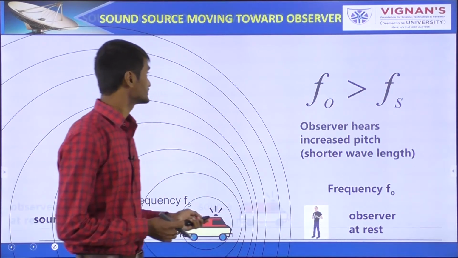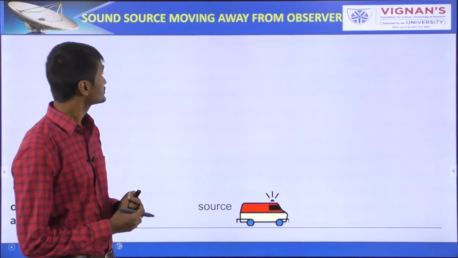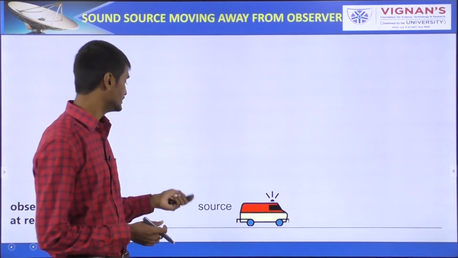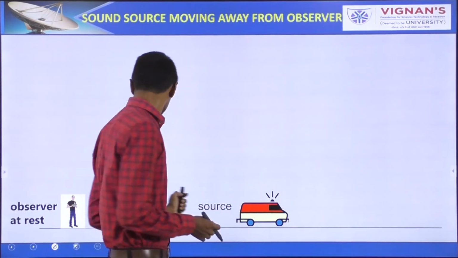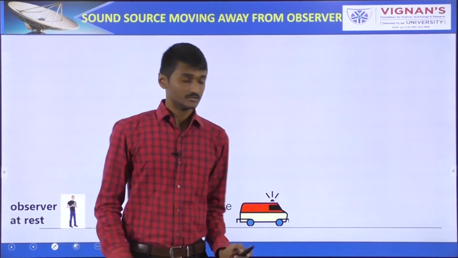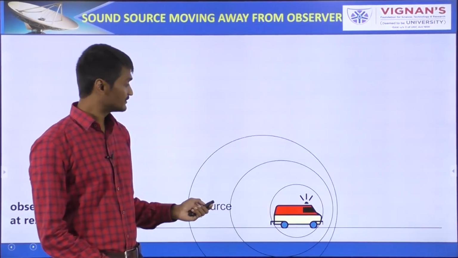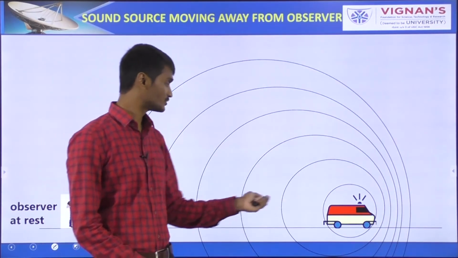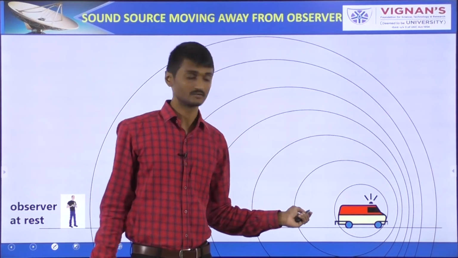Next, sound source moving away from the observer. Here the source is moving away from the observer. In this case, we will see what will happen. What is the relation between these two frequencies, if the source is moving away from the observer?